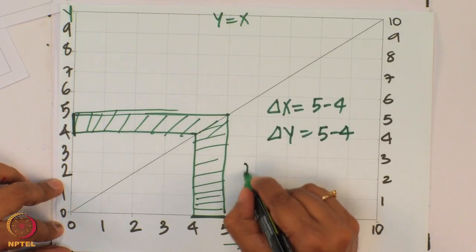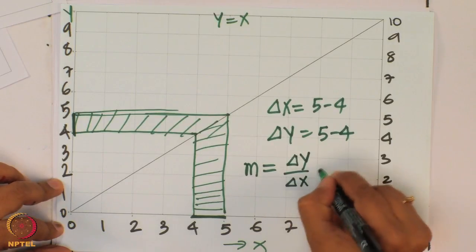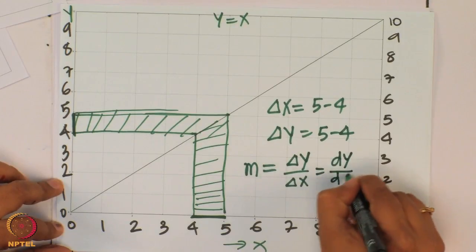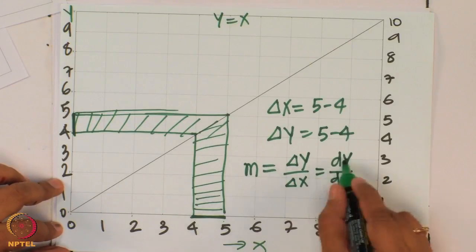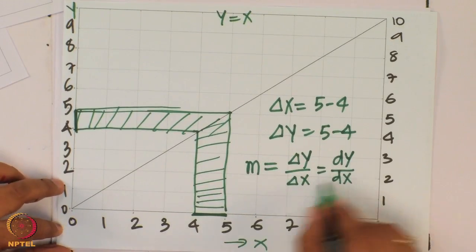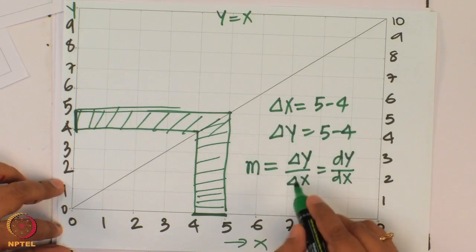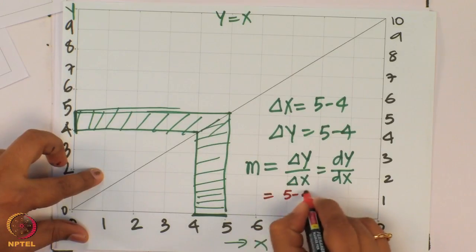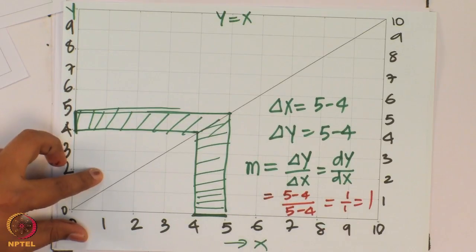And the slope m is delta y by delta x, or when delta x is very small, this can also be written as dy by dx. We will come to that, but for the moment let us consider these the same thing. Delta y by delta x and dy by dx are the same thing at the moment. We will discuss more about this later. This is 5 minus 4 divided by 5 minus 4, which is 1 by 1, which is 1.